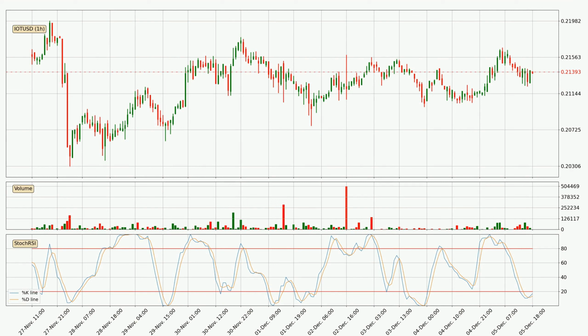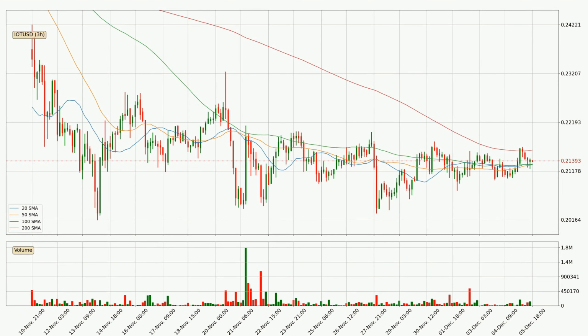Looking at the hourly stochastic RSI, both the %K and %D lines are in the lower region, which means that the price is getting oversold and soon a trend change or at least some kind of consolidation could be expected. The K line is currently above the D line, which shows that the trend has shifted to the upside.